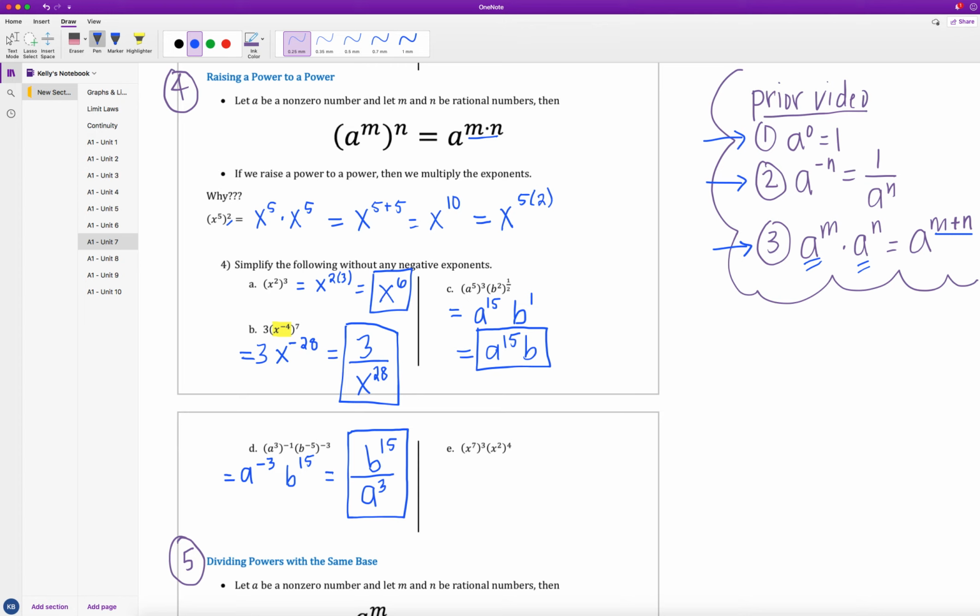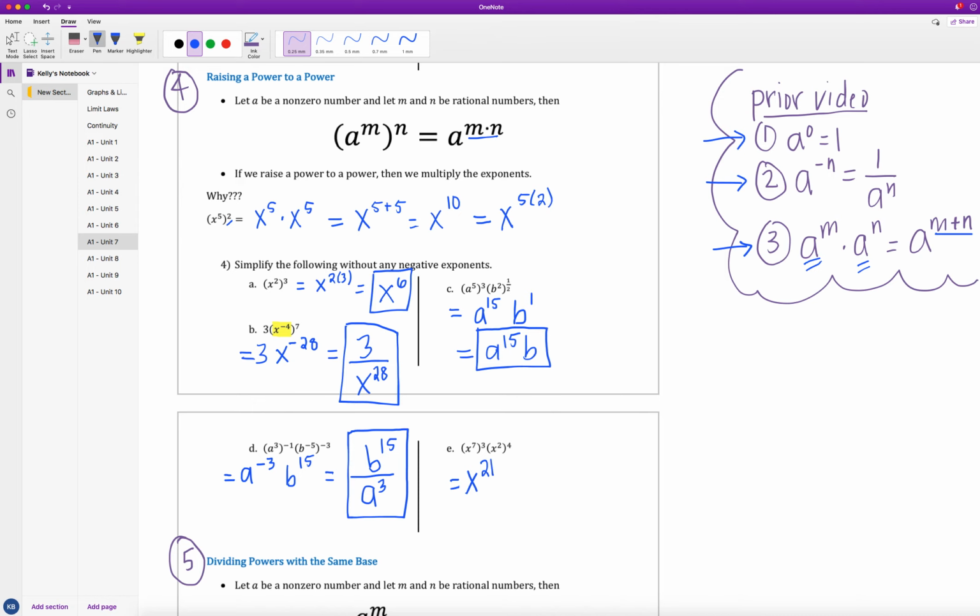Okay, why don't you guys pause the video and do example E on your own first, and then we'll check it together. Okay, let's check example E. So we have x to the 7th to the 3rd. So I know that I can multiply those since I have power to power. So 7 times 3 would give me 21.